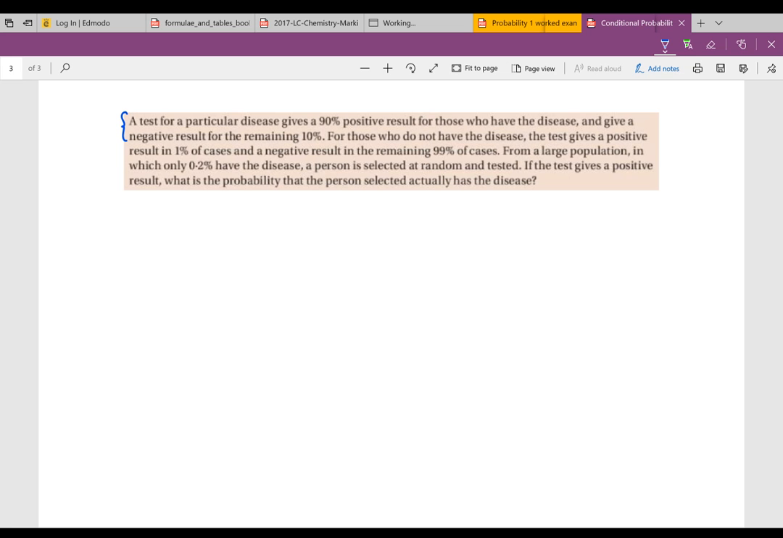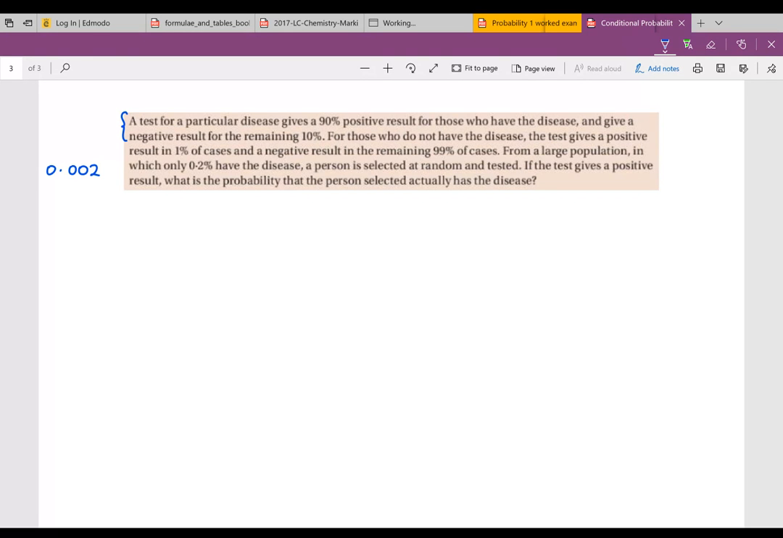For those who do not have the disease, the test gives a positive result in 1% of cases. So a false positive in 1% of the cases, and a negative result in the remaining 99% of the cases. From a large population in which only 0.2% have the disease, and remember 0.2% is 0.002, because we like to turn percentages into decimals, a person is selected at random and tested.